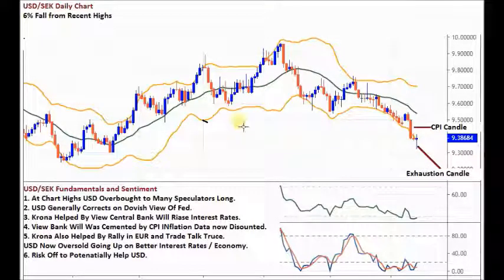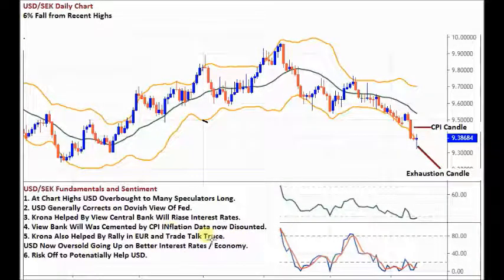Now, the view the bank will raise rates was cemented by CPI inflation data last week, which is here. So it's really in the price now that it's almost definite in the market's eyes that the Swedish central bank will raise their interest rates. Okay, now that comes up next week, and the krona was also helped by a rally in the euro, its major trading partner. That looks to be over now, but the euro did show a little bit of strength. And also a trade talk truce between the US and China. That's good for global trade. Sweden is heavily reliant on international trade, so that helped the krona a bit as well.